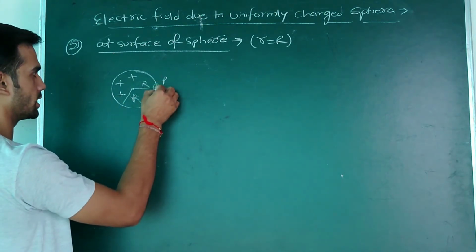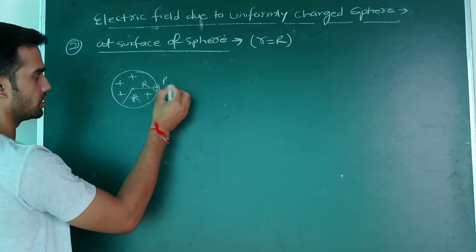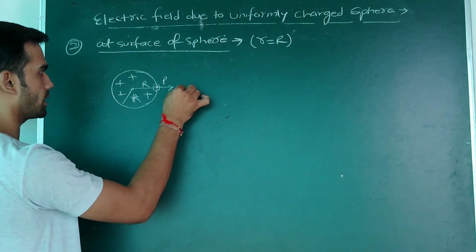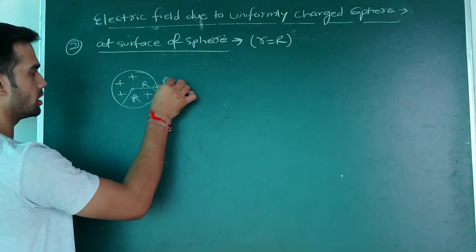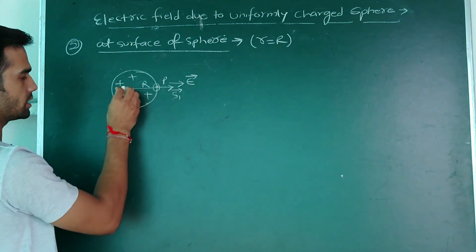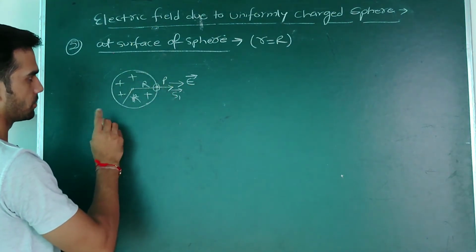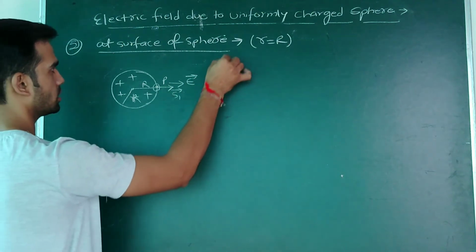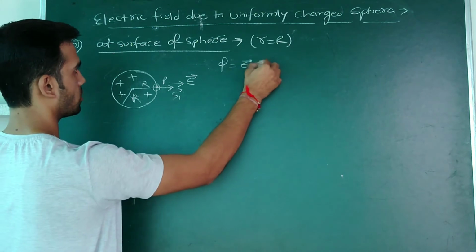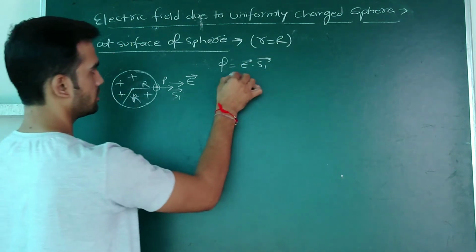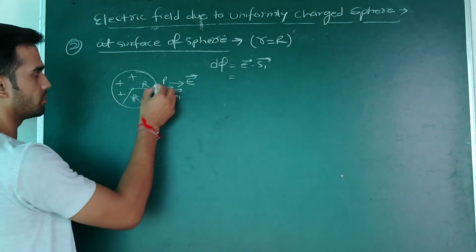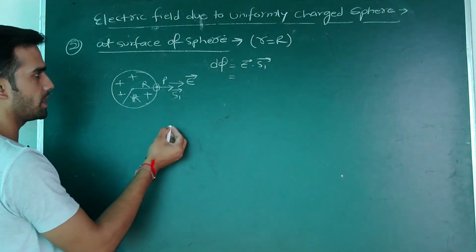First of all, you have to consider a small area element, and the area vector of this small area element is S1 vector, and the electric field at this point is also in the same direction, because the electric field due to a plus charge is in the radially outward direction. Okay, so the flux passing through this small area element is phi equal to E vector dot S1 vector, and we can say that it is d phi, a small flux passing through this small area element.